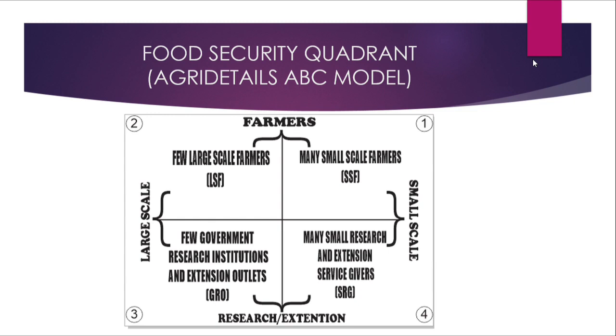If the world wants to be food secure, if your village wants to be food secure, if your nation wants to be food secure, we want to dwell on this chart. It's called Food Security Quadrant, Agri-Detail's ABC model. If you look at this quadrant, at the upper side we have farmers. At the lower side, we have research/extension. On the right hand side, you have small scale. On the left hand side, we have large scale. It means anything above the cross, up, farmers, down, research and extension.